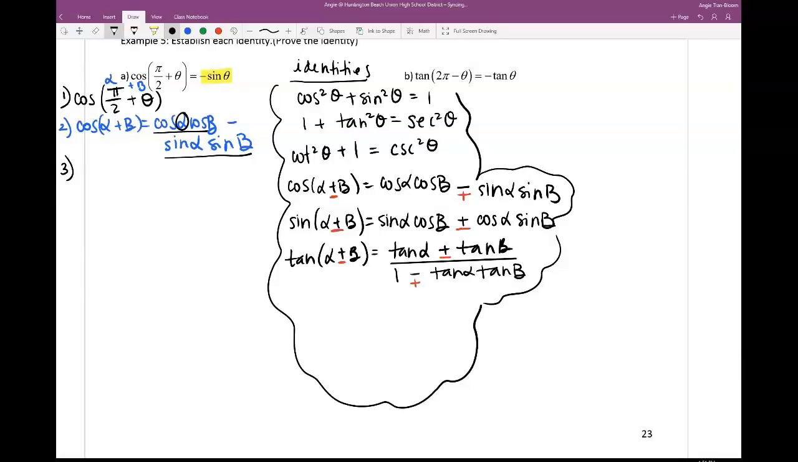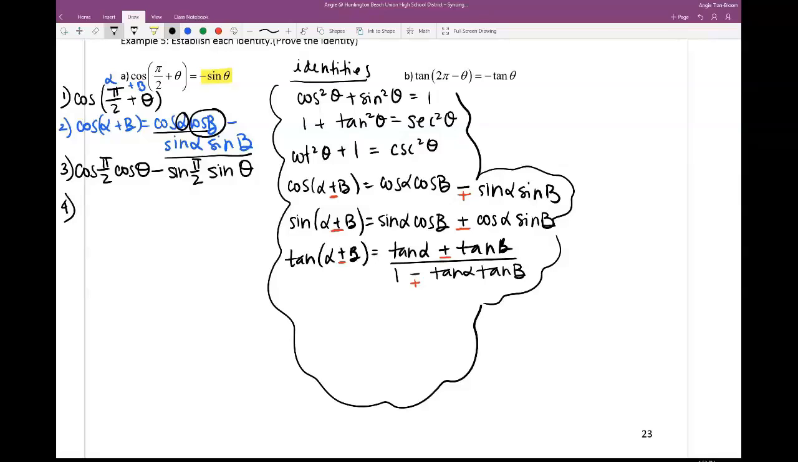Okay, so now that means I'm going to substitute. This is no longer alpha, but pi over 2. So that's cosine of pi over 2. Then this right here is cosine of theta, cosine of theta. Take away. Now alpha is really pi over 2, so sine of pi over 2. Okay. Beta is really theta. And then that's what I'm doing. Okay. Then step number 4.